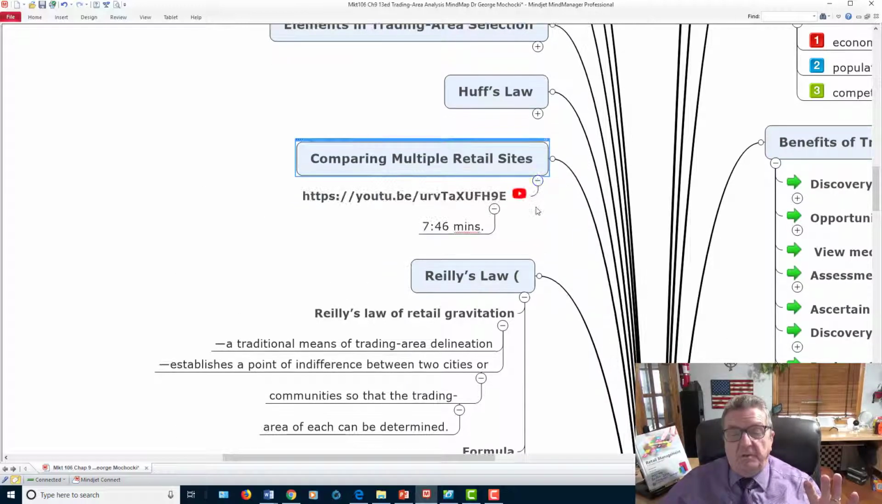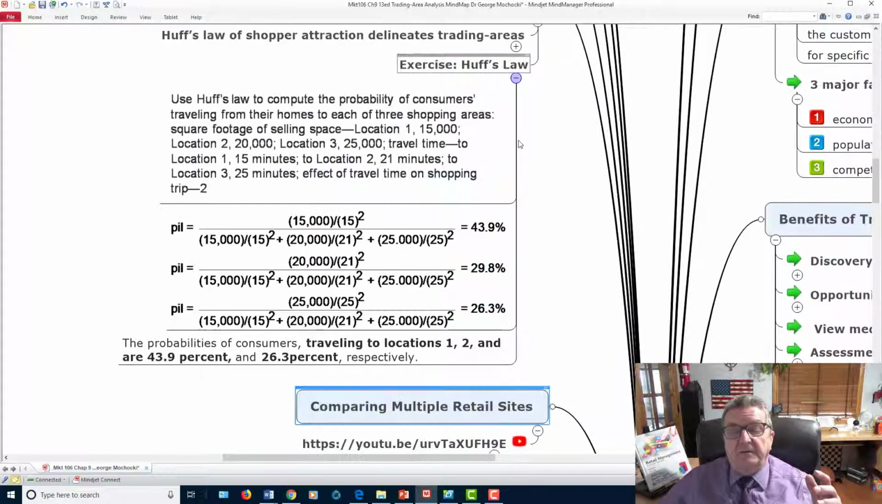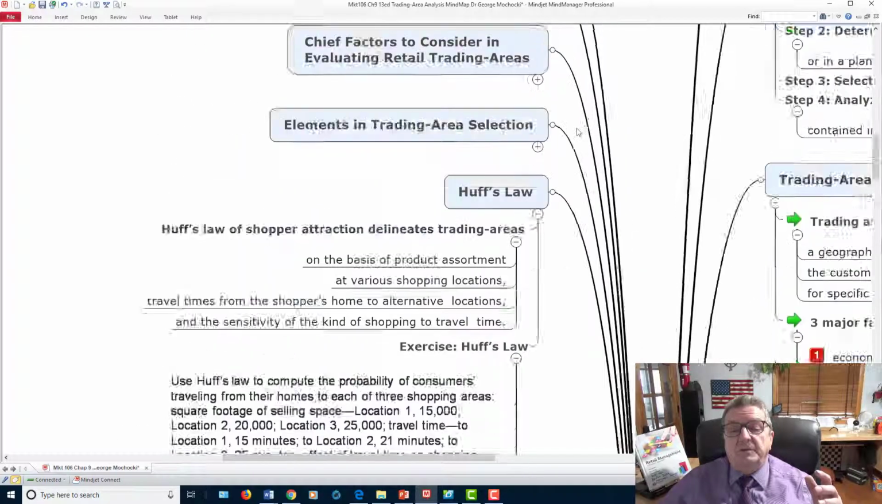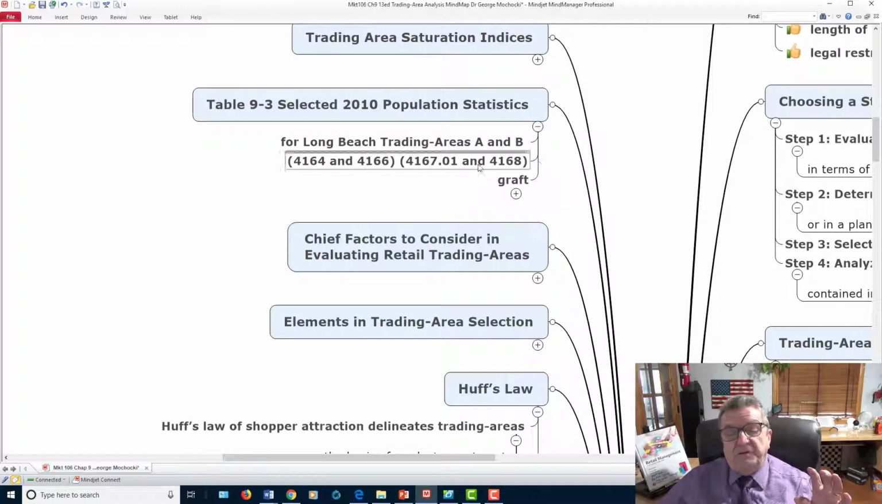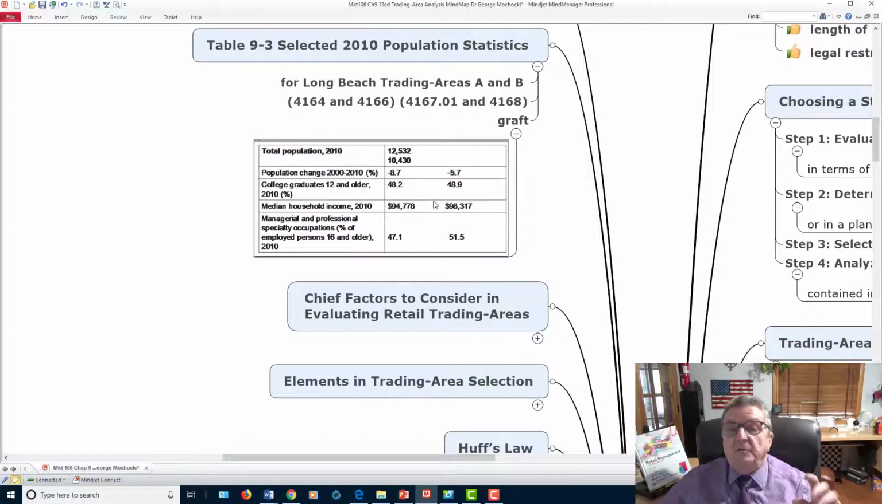Okay, and then you're comparing multiple sites. Again, here's a quick YouTube that looks at it, and then you have Huff. Again, you've got the laws, you've got the information. I'm not going to go into that, and it has everything you want. This one here is just a chart looking at two different populations and which one would make sense. They're pretty darn close when you really look at it, but what are you looking for?